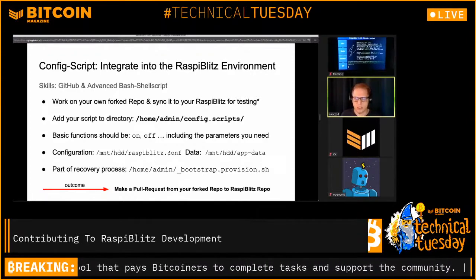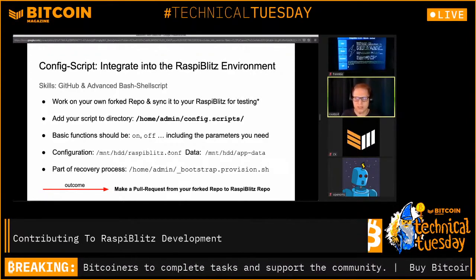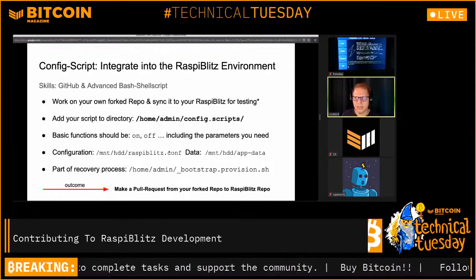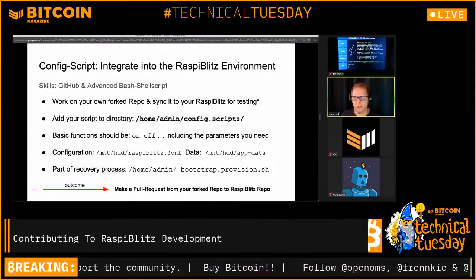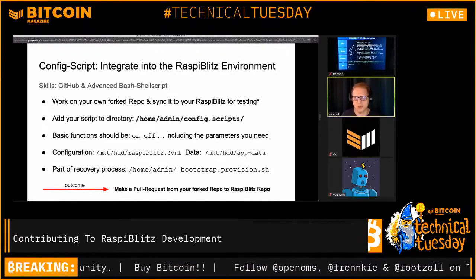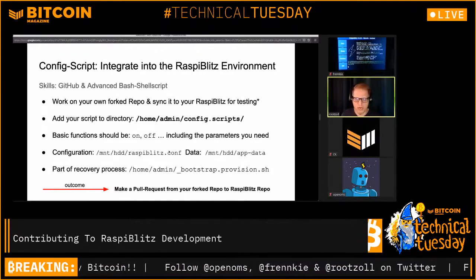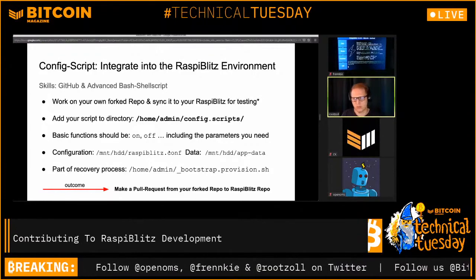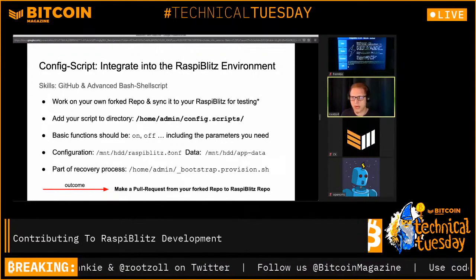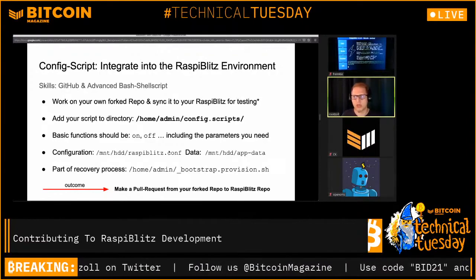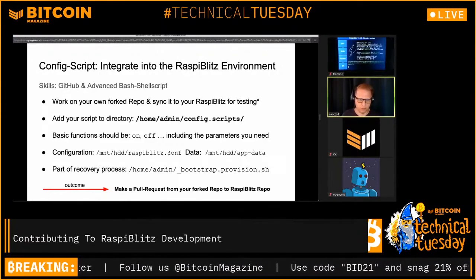And then we can take a look at it, try it out on our development RaspiBlitzes, and see if this fits for the next release, or give you advice on how you can finish your config script and make it ready, so that we can put it in the next release. And if it's in the next release, other people can try it out. That's the nice part, where you really can get into interaction with other people.